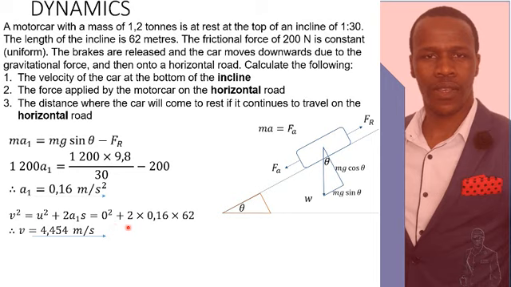I like that part. Okay, then let's go to the second question. The second question wants us to find the force applied by the motor car on the horizontal road. Now, what we should consider, this guy is going down the slope. Can you see we do not have ft here? This is not ft, this is fa.